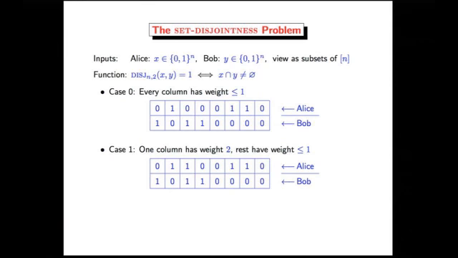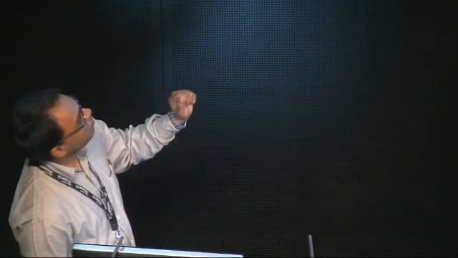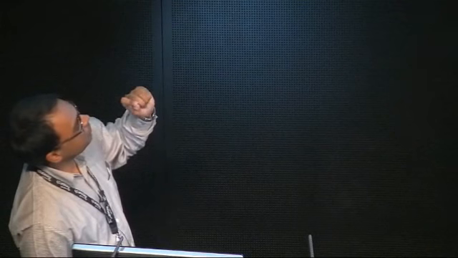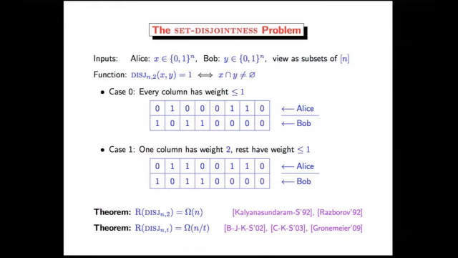Here's a different view of that same problem. You can write Alice's input on top of Bob's, and now you have a 2 by n matrix. And the problem can be thought of as distinguishing between the following two cases. So in case 0, every column has weight at most 1, meaning there's at most a single 1 in every column. And in the other case, in case 1, one of the columns has weight 2, indicating an intersection between the sets. Otherwise, the rest have weight at most 1. So if you think about it, this is actually a special case of the disjointness problem where I'm promised a lot about the input. Nevertheless, you can show that this version of disjointness is also hard.